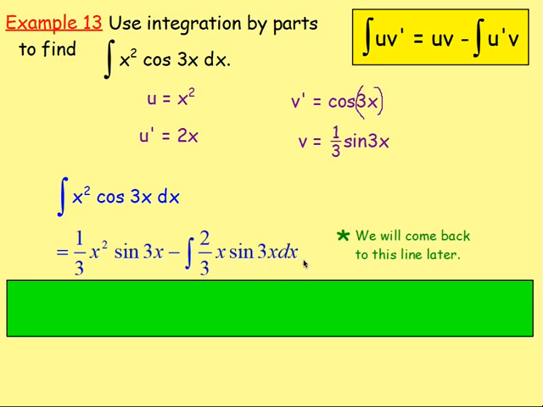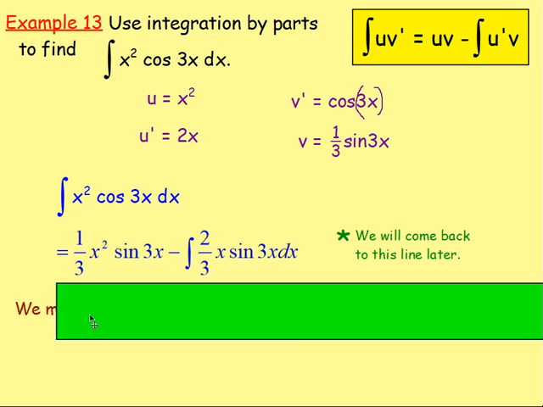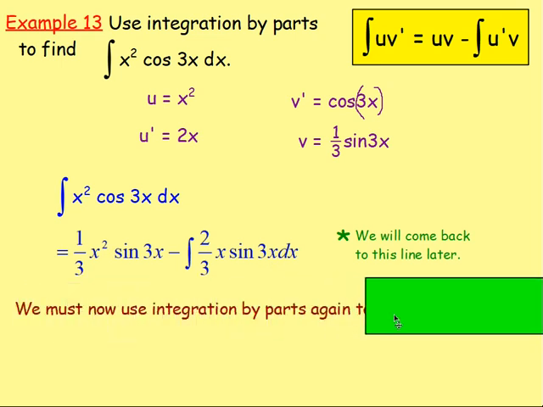How would we go about integrating that? What would we be using? Can anybody help me out? Piper, you're a genius. Yes, perfectly right. Well spotted. Because again, we've got a product. We've got the 2/3 x times the sine 3x. We would have to use integration by parts again.